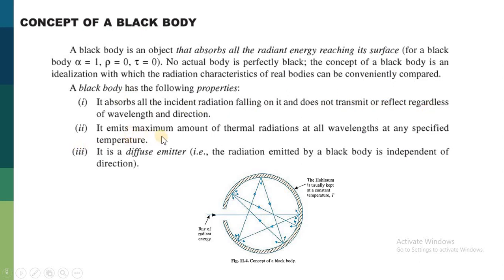Second, it emits the maximum amount of thermal radiation at all wavelengths at a specified temperature. As it absorbs all the radiation, its emissive power is also more, so it has more emission of radiation. And last, it is a diffuse emitter, that is, radiation emitted by a black body is independent of direction. A black body may radiate thermal radiation in all directions.